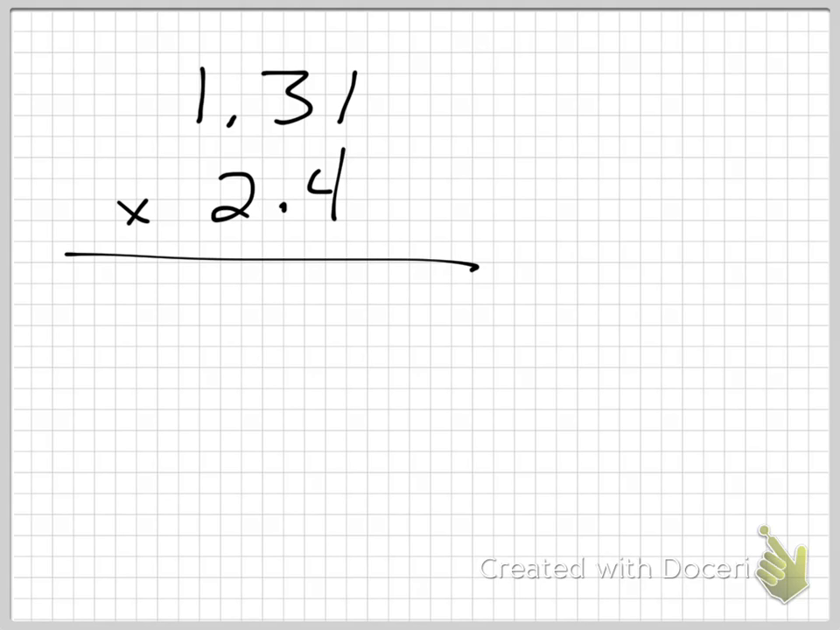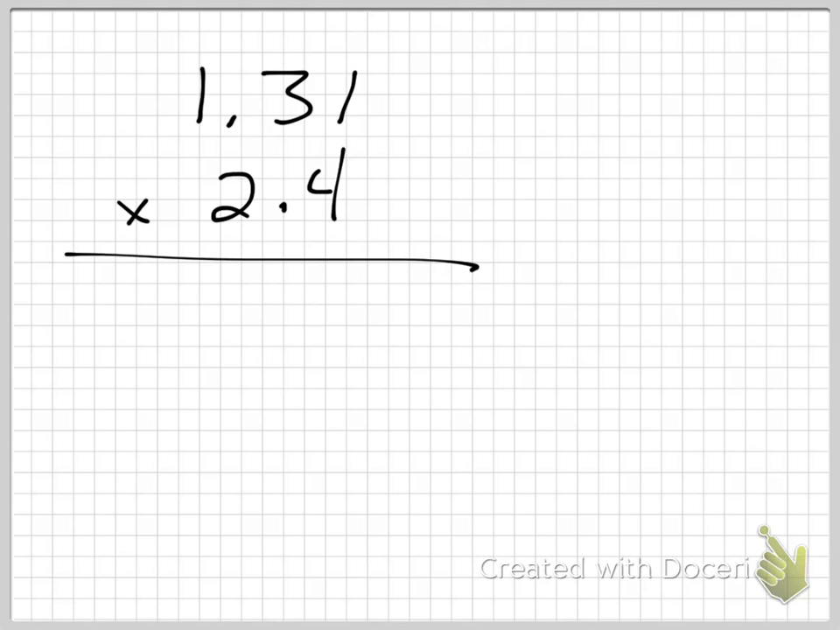Notice this. What did I not do here that I did do when we were adding and subtracting decimals? I didn't line them up. When you're multiplying decimals, you do not need to line them up.